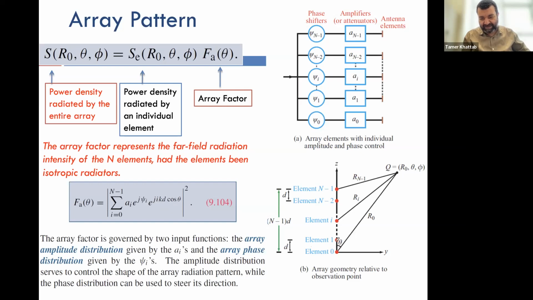So the distance between this antenna and the next one is the same between this and the next one, same between this and the next one, and so on. All of them are separated by the same distance. That's why we call it uniform, and we call it linear because they are arranged on a line.